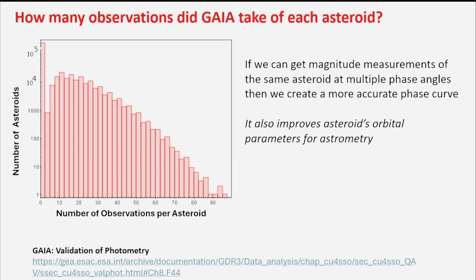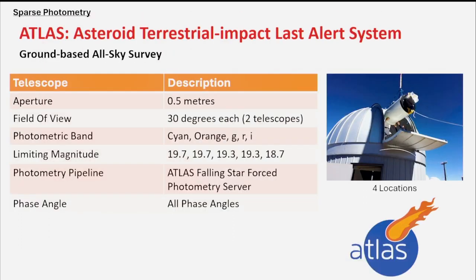This is where the problem comes along, because you can see not many asteroids have more than 50 or 60 observations, and even below that it's slightly more rare. And the thing is, we need a lot of observations to create a phase curve. So I used a second sky survey. This is the Atlas Sky Survey.